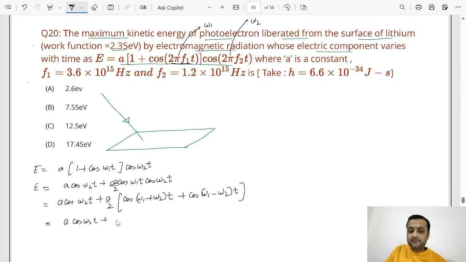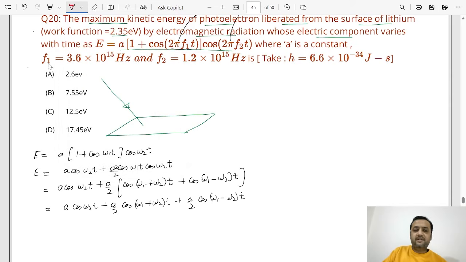I mean to say we can imagine the net electric field as the combination of these three components. Look, a by 2 cos (omega 1 plus omega 2)t, and a by 2 cos (omega 1 minus omega 2)t, right? What does this mean? This means that there are actually three waves coming. This is the first wave, this is the second wave, and this is the third wave. The net electric field is the electric field due to the first, second and third waves, so it's a superposition of three waves.